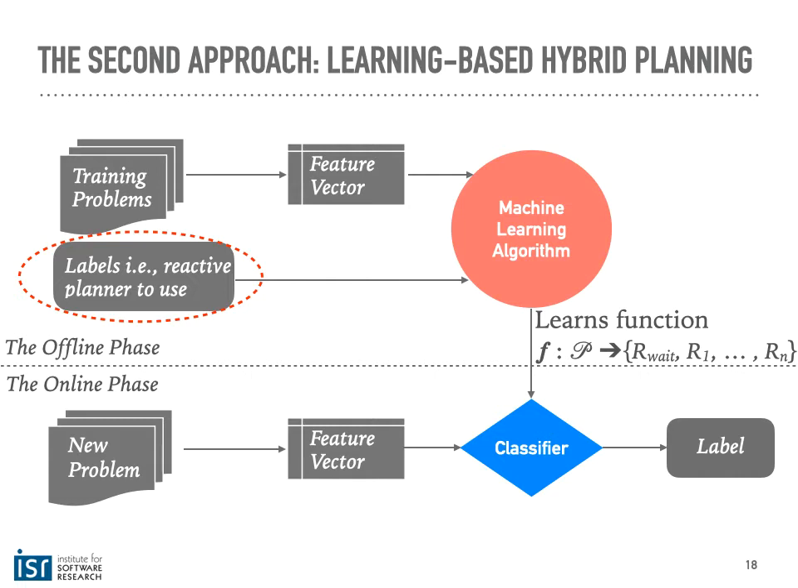To train a classifier, one needs a set of labeled training problems. Labeling a planning problem requires estimating which reactive planner from the set, when used in combination with deliberative planning, is likely to provide the highest utility for the problem. To this end, for the planning problem, one needs to evaluate each reactive planner in combination with the deliberative planner.